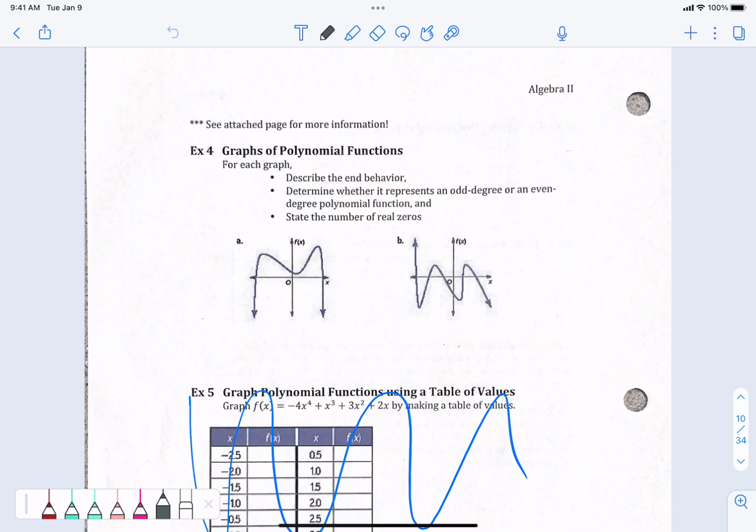All right, hello basketball people. This is the last example. I'm going to flip back and forth.